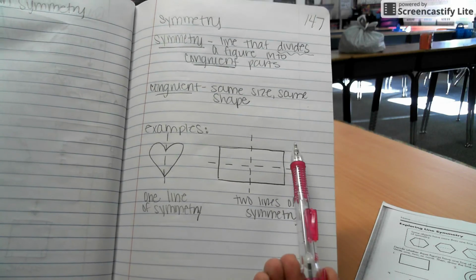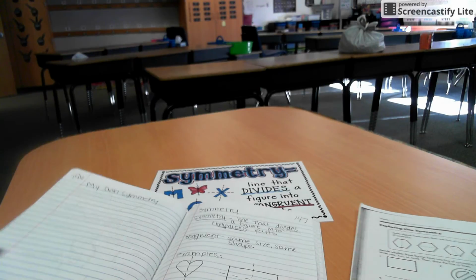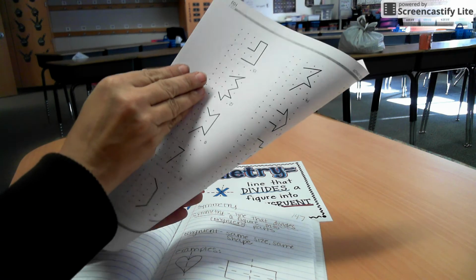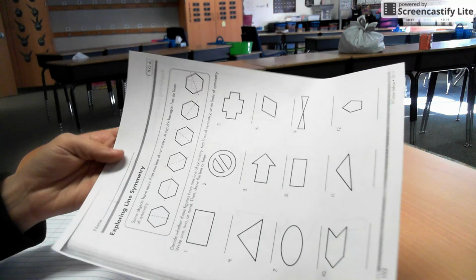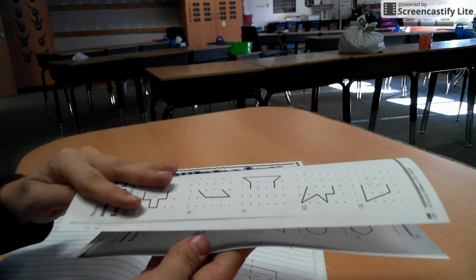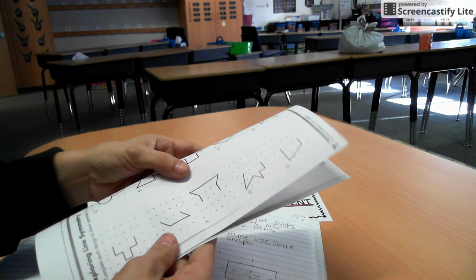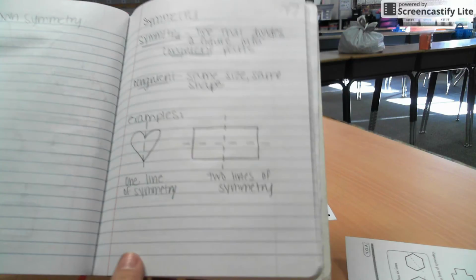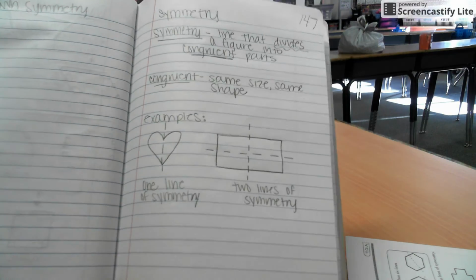Now, diagonal is not one because think about my paper. My paper is a rectangle. If I fold it diagonally, I have a flap hanging over. But if I fold it this way, that's one line of symmetry. If I fold it this way, that's another line of symmetry because it folds over perfectly. So rectangle, two lines of symmetry. So pause and write that down.